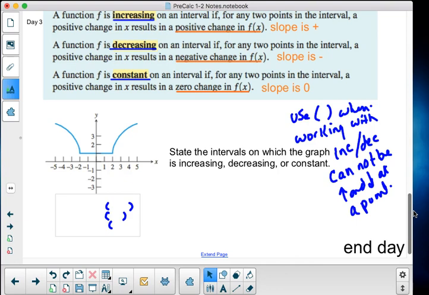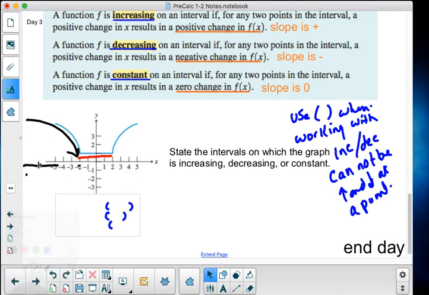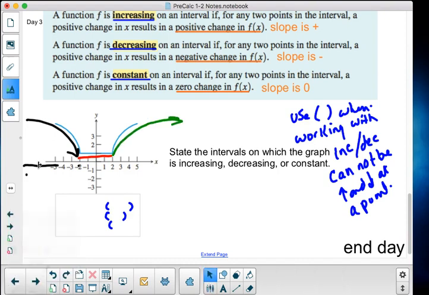Now, on this example, let's talk about increasing and decreasing. From negative infinity, as I go through here, this function is coming down like this. Do you see that? So it's decreasing from negative infinity to negative 2. It is constant from negative 2 to 2 because it's the same. It's a horizontal line. It's constant. And then from 2 to infinity, it is increasing. And that's how I represented it.